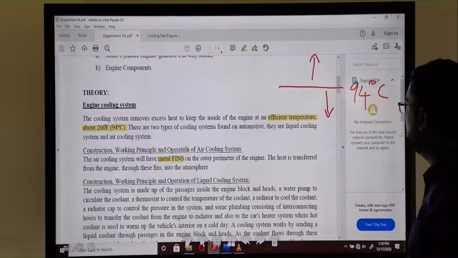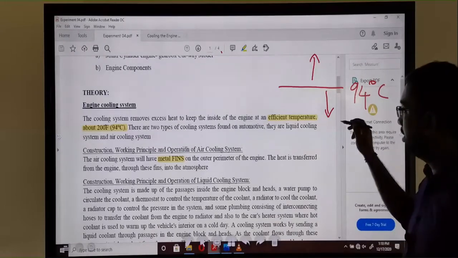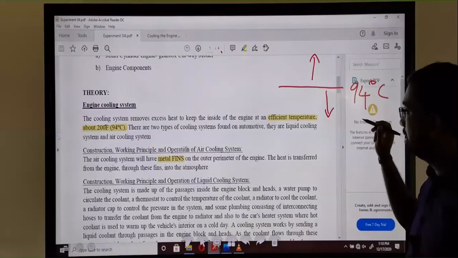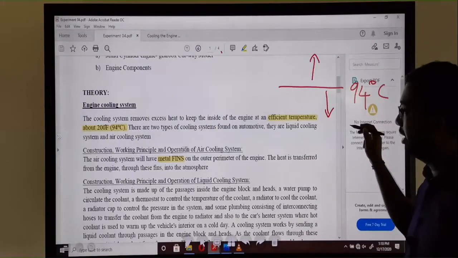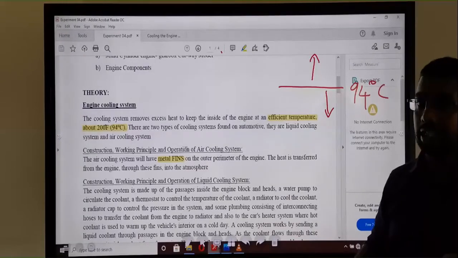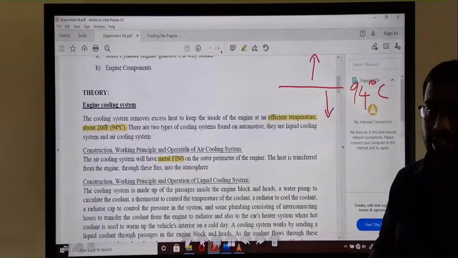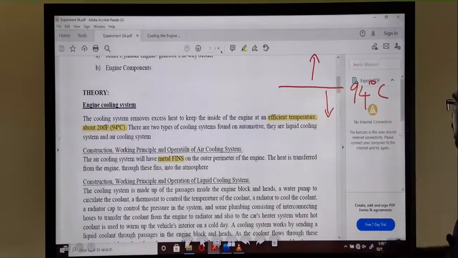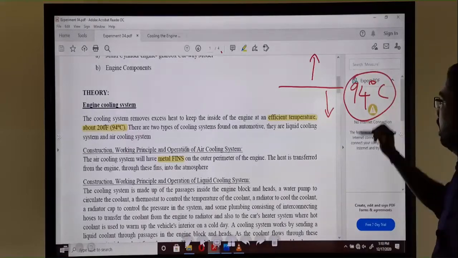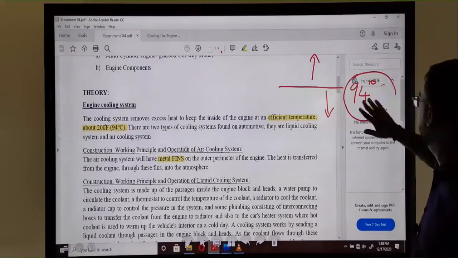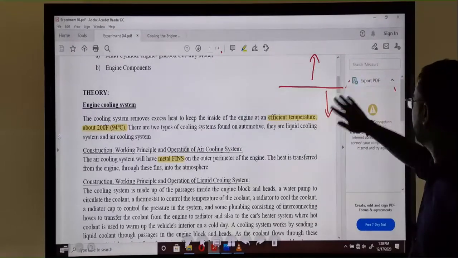So the engine working under that operating temperature means the engine is working very efficiently and effectively at that temperature. This is around the same as the engine working temperature.